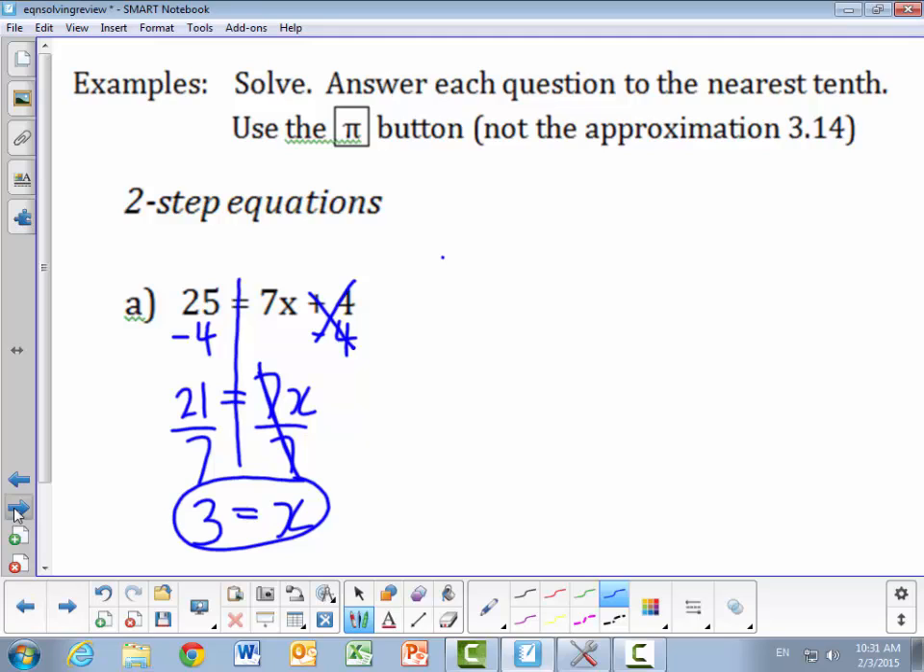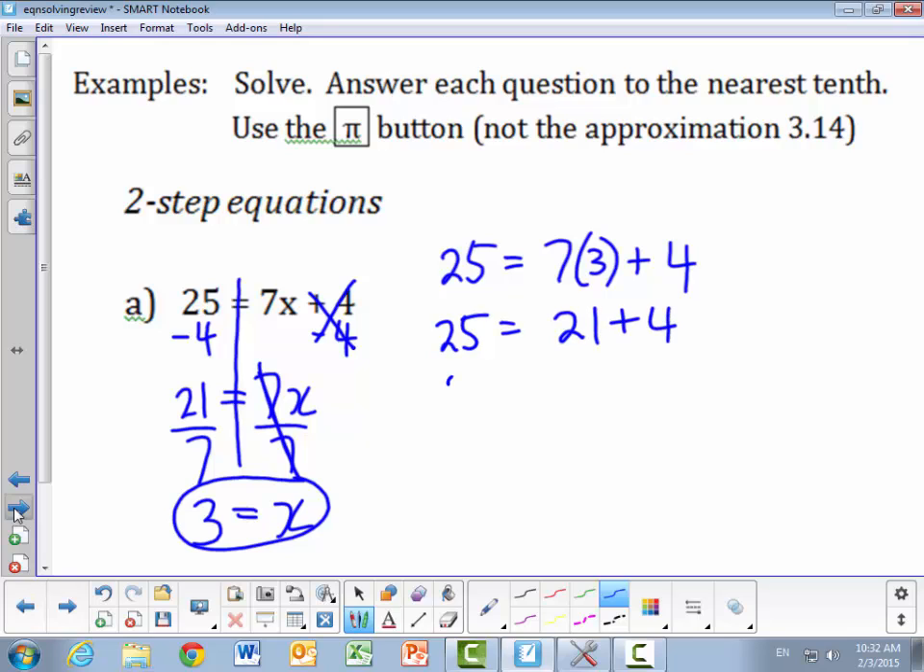Now I could always check if I wanted by putting 3 in for x in my original equation and seeing if the two sides end up equaling each other. And in this case they do, so that helps me to guarantee that I have the right answer.